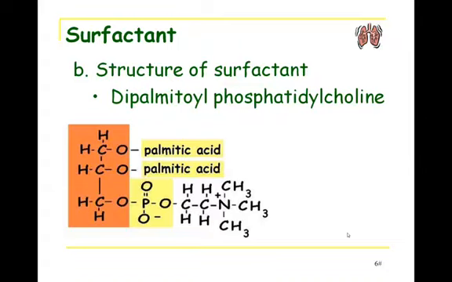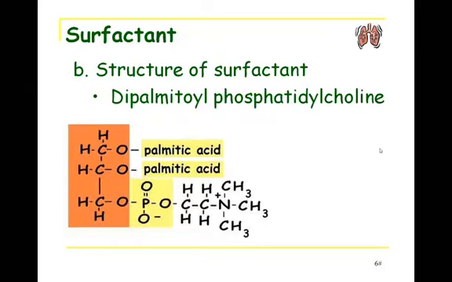So the surfactant is actually a mixture of proteins and phospholipids, and the major component of surfactant is this phospholipid referred to as dipalmitoyl phosphatidylcholine. Phosphatidylcholine you'll also often hear referred to as lecithin.